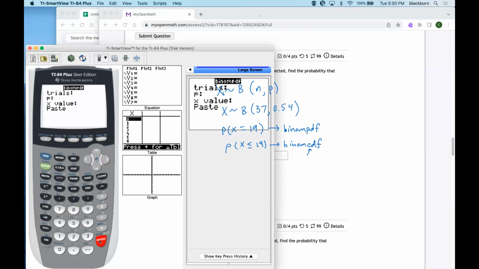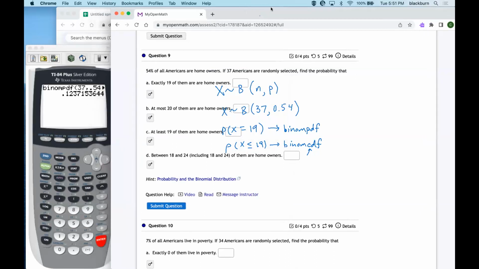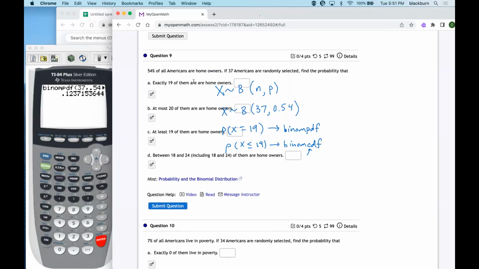Then it's going to ask you some questions. How many trials do we have? Well, we got 37 trials. Our probability of success is 0.54, so I put 0.54 there. We want to find the probability that you have exactly 19 successes out of 37 trials, so you put 19 there, paste it, and it brings it out to the work screen. Hit enter. The probability that exactly 19 of the 37 randomly selected Americans own a home is 0.1237.